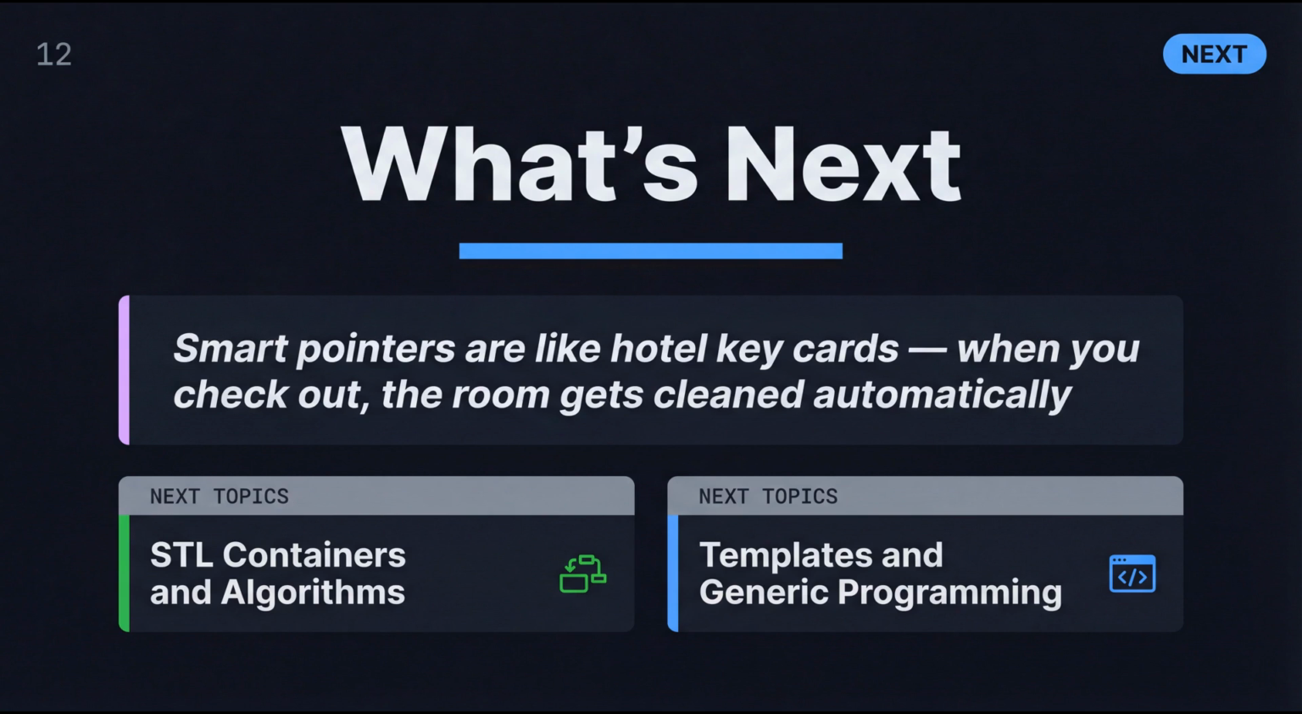RAII for everything. For next topics, continue with STL containers and algorithms to learn the standard library's data structures and how to write expressive, efficient code with ranges and algorithms. Then, templates and generic programming to write code that works with any type. You now understand modern memory management. No more new and delete.